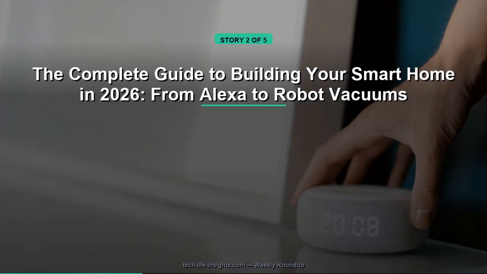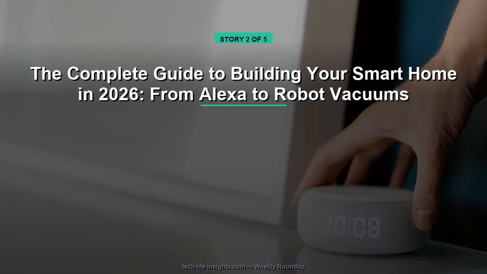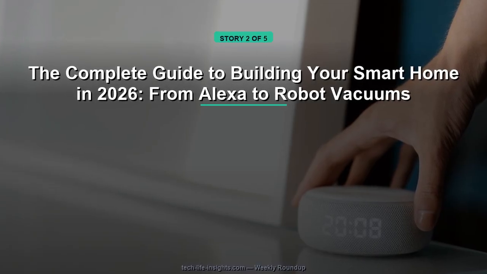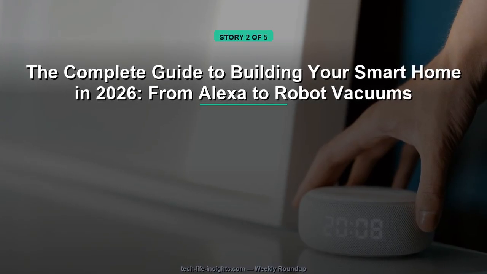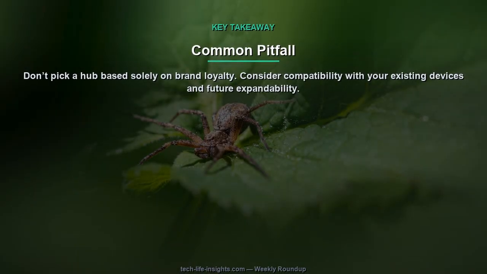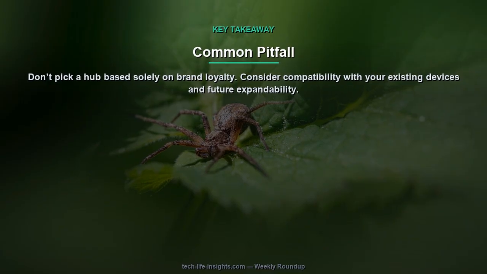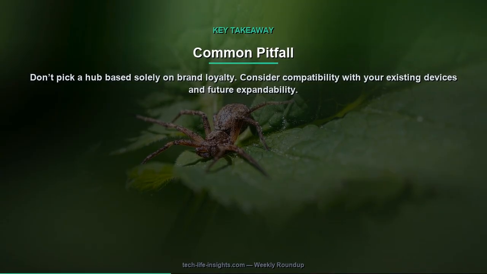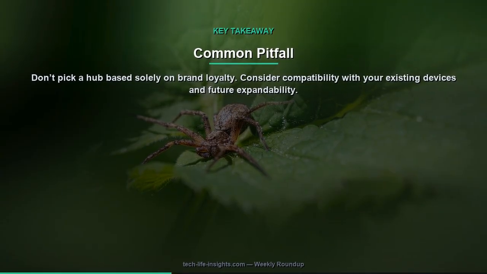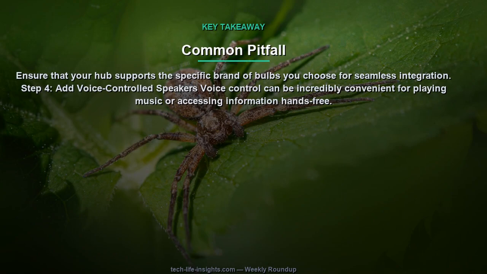Next up, story number 2, the complete guide to building your smart home in 2026, from Alexa to robot vacuums. Common pitfall: don't pick a hub based solely on brand loyalty. Consider compatibility with your existing devices and future expandability. Step 3: Install smart light bulbs. Lighting is one of the easiest ways to start automating your home. Common pitfall: ensure that your hub supports the specific brand of bulbs you choose for seamless integration.